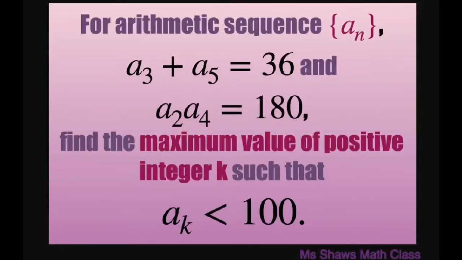Everyone. For our arithmetic sequence a sub n, we have our third term plus our fifth term equals 36, and our second term times our fourth term is 180. We're going to find the maximum value of positive integer k such that a sub k is less than 100.